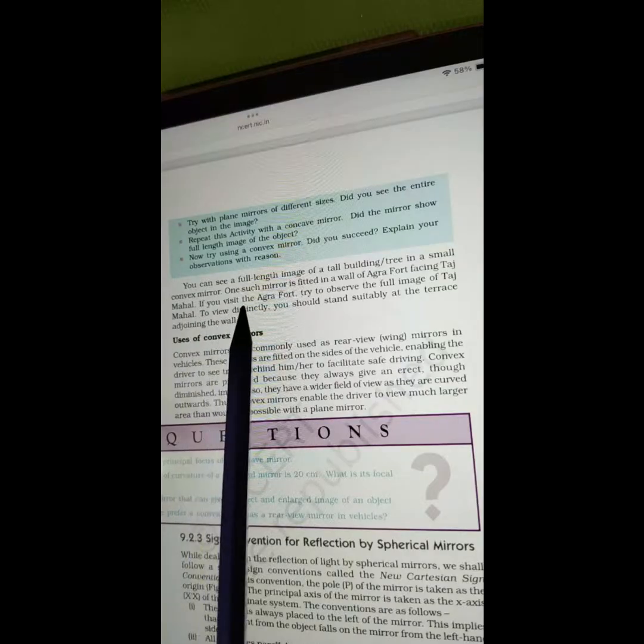You can see a full length image of a tall building or a tree in a small convex mirror. One such mirror is fitted in a wall of Agra Fort facing Taj Mahal. If you visit the Agra Fort, try to observe the full image of Taj Mahal. To view distinctly, you should stand suitably at the terrace adjoining the wall.